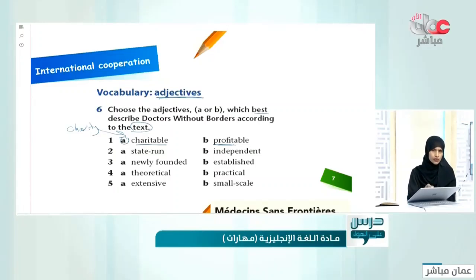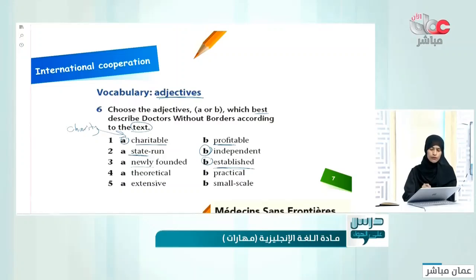Then, is it state-run? Is it run by a government? Or is it independent? And of course, I have mentioned before that it's an independent organization. Number 3, is it newly founded or established? Has it just been very newly founded, and it's not that international? No, because it's an international organization, so it's an established NGO, yes.